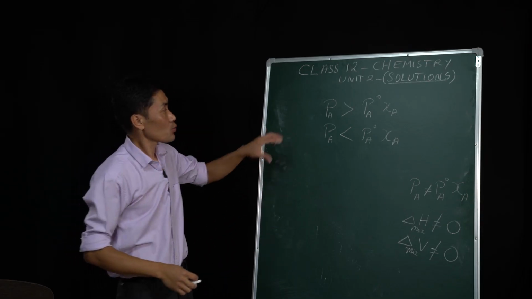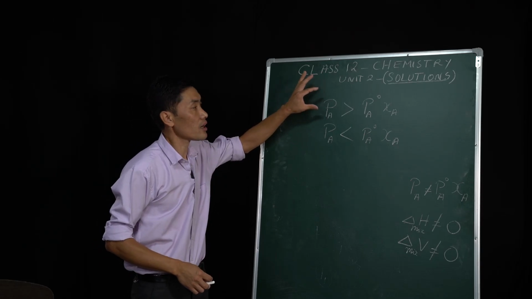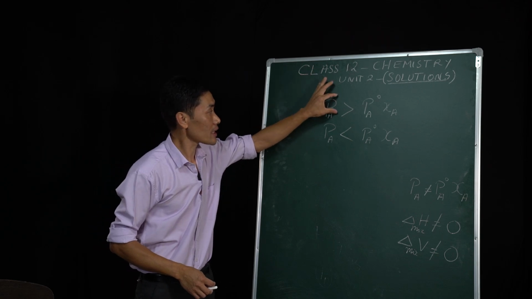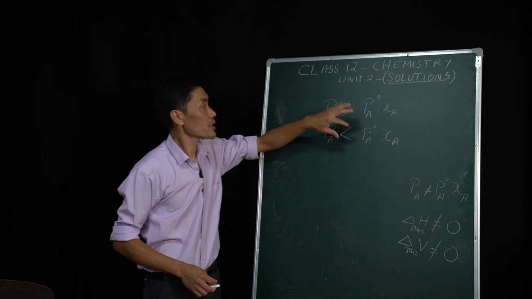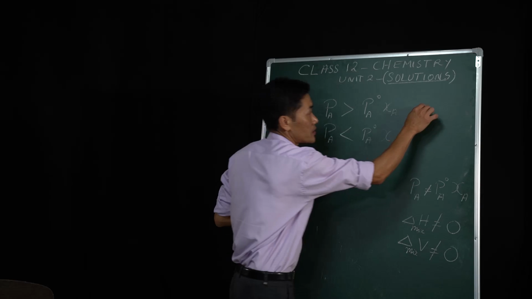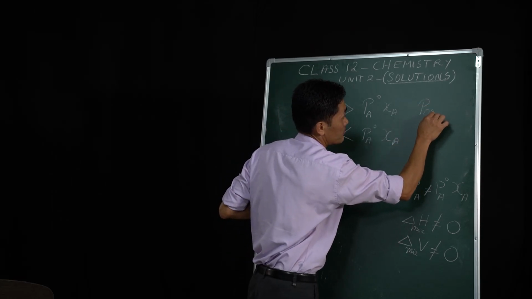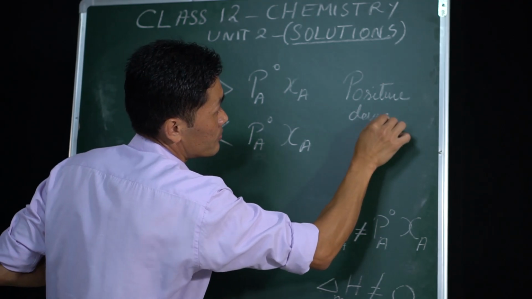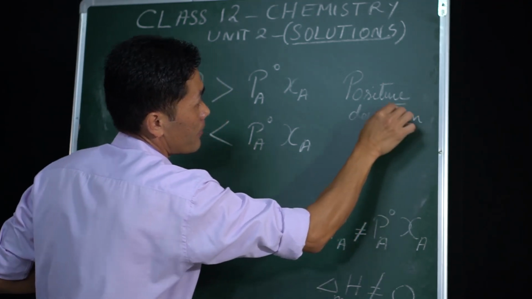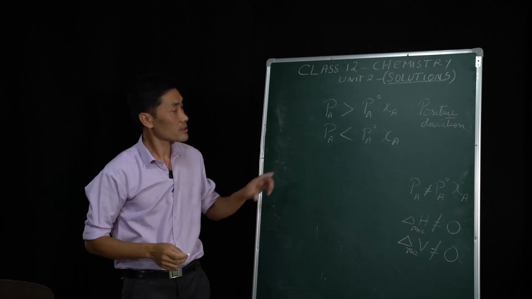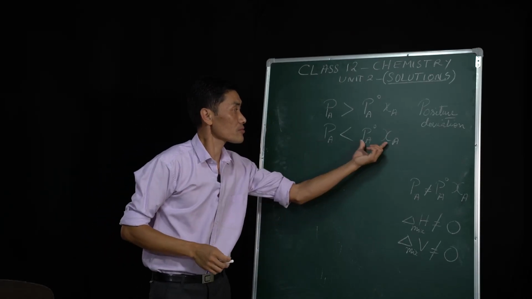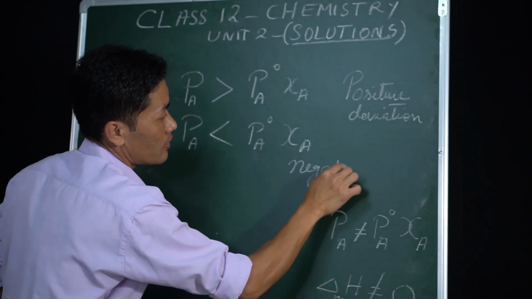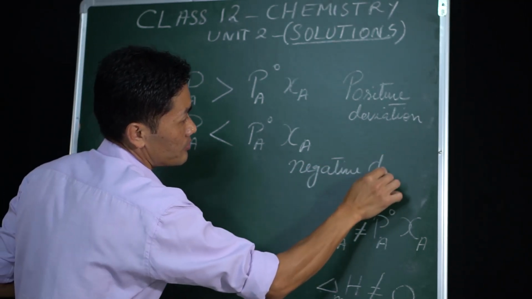Those solutions in which the vapor pressure of the component in the solution is greater than the product of these two are said to show positive deviation. Those in which the vapor pressure is less than the product of these two are said to show negative deviation.